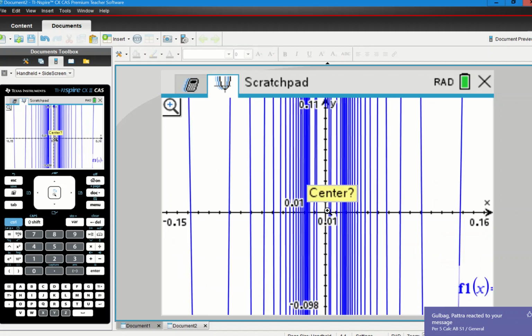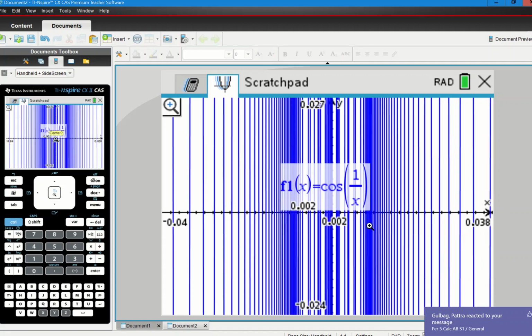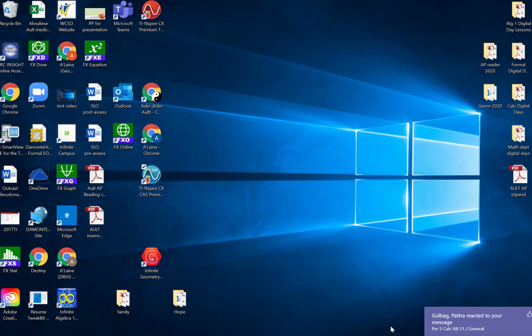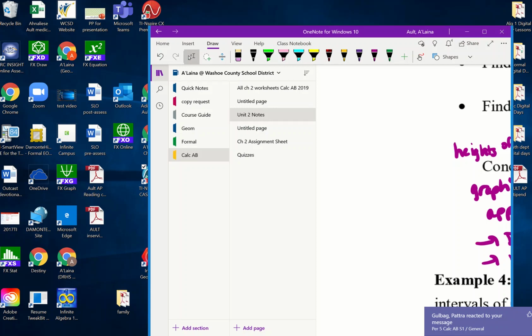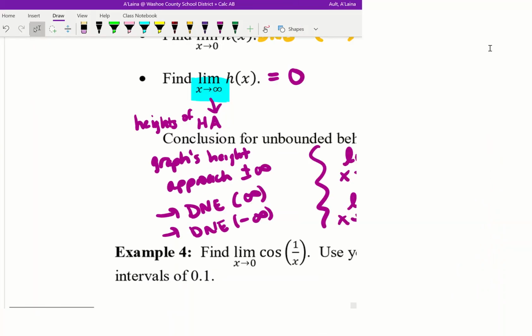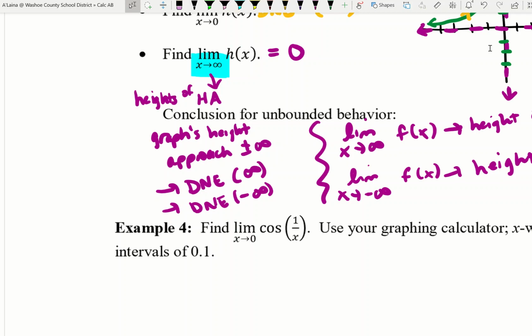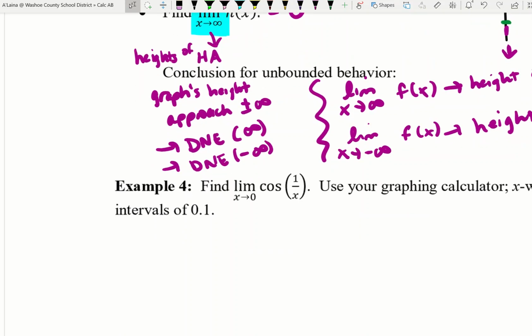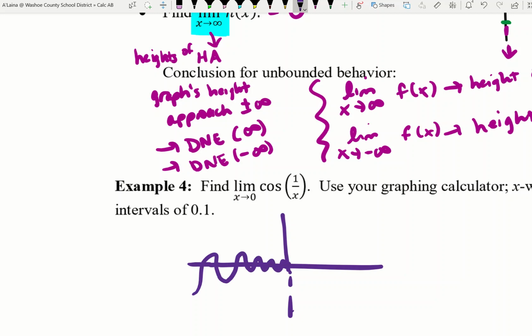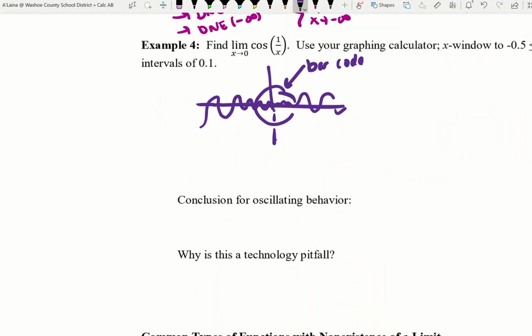No matter how many times I click this, the behavior is going up and down and up and down. In fact, it starts to look like a barcode. We're going to call this oscillating behavior. Oscillating behavior is when the behavior just switches between two numbers, like 1 and -1, an infinite number of times. So although this graph didn't seem so bad when we first looked at it, as we zoom in, it starts to look like a barcode. Up and down and up and down, and it never approaches one specific height. We call that oscillating behavior.